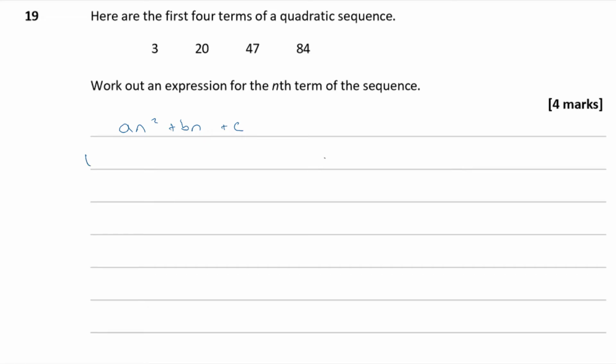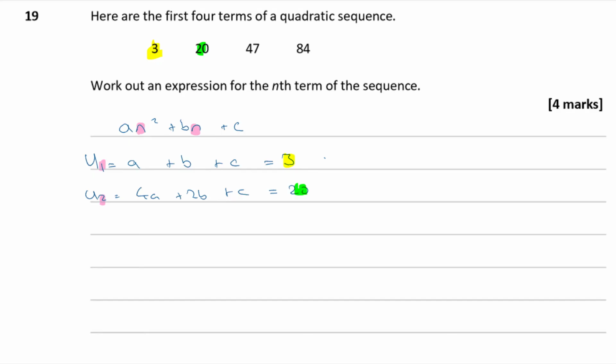Okay, so now when we've got u1, the first term, n is 1, isn't it? So that would give me a lots of 1 squared, which would be a, plus b lots of 1, which would be b, plus c, and that is equal to 3. My second term, u2, is a lots of 2 squared, 4a, plus b lots of 2, 2b, plus c, and that is equal to 20. I'm getting these numbers from the sequence. So that's the first term, that's the second term. And these things in between, I'm getting by just subbing the value of n into this and working out what's left.